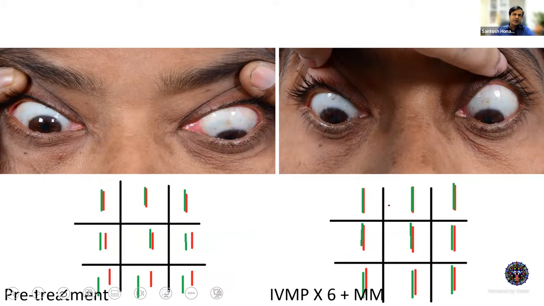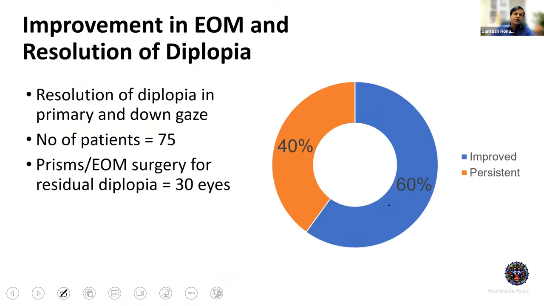One more example where you can see that the right eye is not moving down at all. Following mycophenolate mofetil and intravenous methylprednisolone, ocular motility has got normalized and the patient does not have diplopia. Again, 40-60 rule, about 60% of patients will have resolution of diplopia in primary and down gaze or functional positions of gaze. This was in a series of about 75 patients. So 60% of patients benefit in terms of reduction in exophthalmos of more than 3 mm. 60% of patients also benefit in terms of reduction in diplopia.